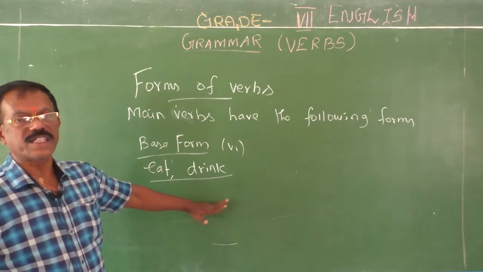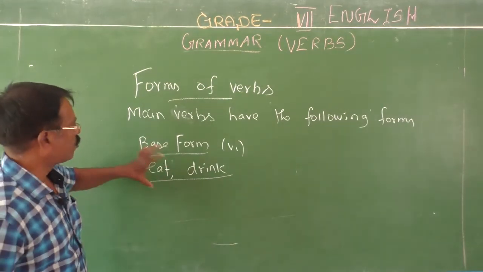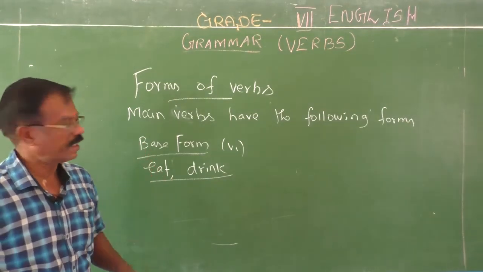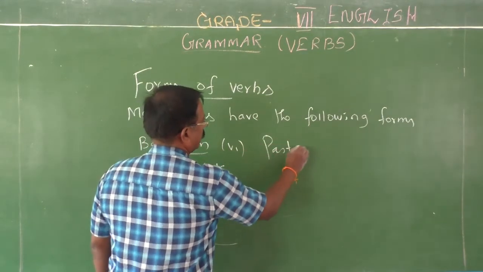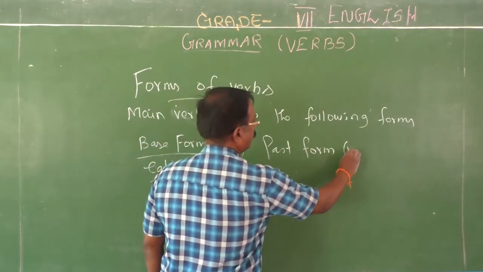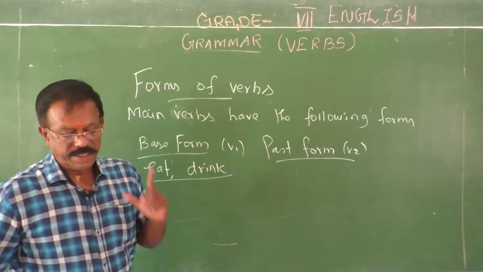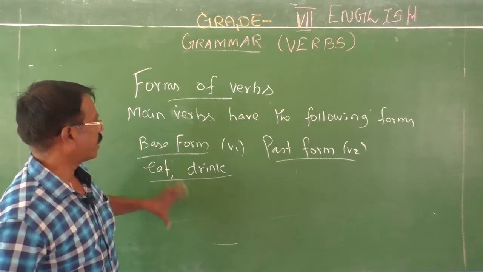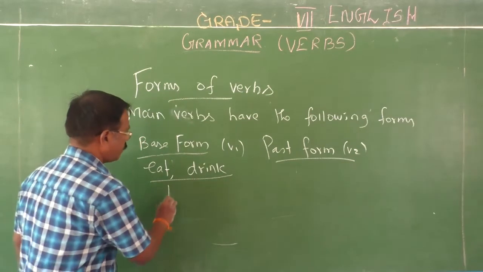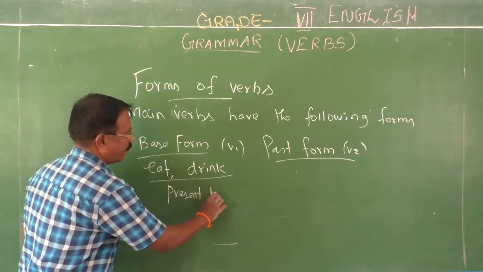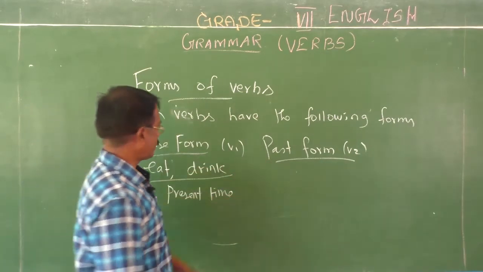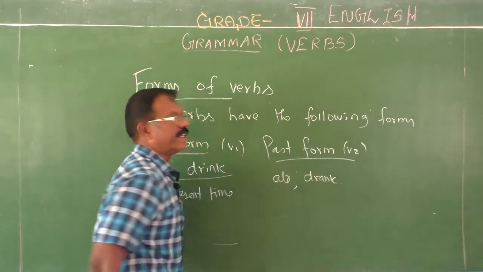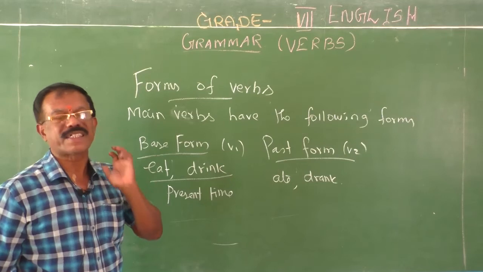They stand for present action. They refer to present time. And then the past form, the second form, this is called V2. They stand for past actions. They refer to past time. For example, eat, ate, drink, drank. So they stand for past time. They refer to past tense.